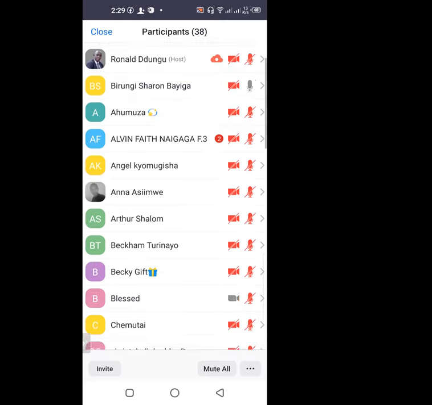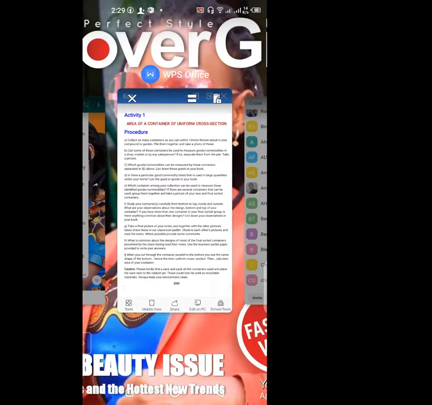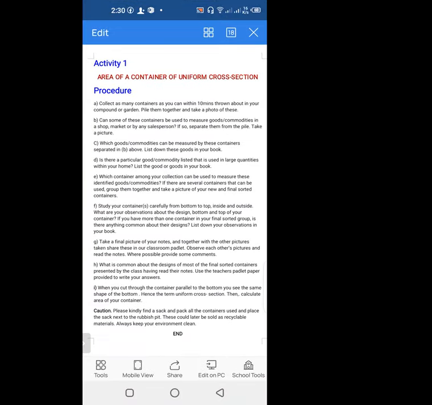Okay, that is great. So members, what I want you to do is help me mute yourselves so that we don't get many backgrounds or echoes. If you have any contribution or want to give us feedback, you can raise your hand or type in the chat. We shall be able to see it. So I want you to separate those containers that can be used to measure or where they can put things in shops, take a picture, and make sure you put that picture there in Padlet.